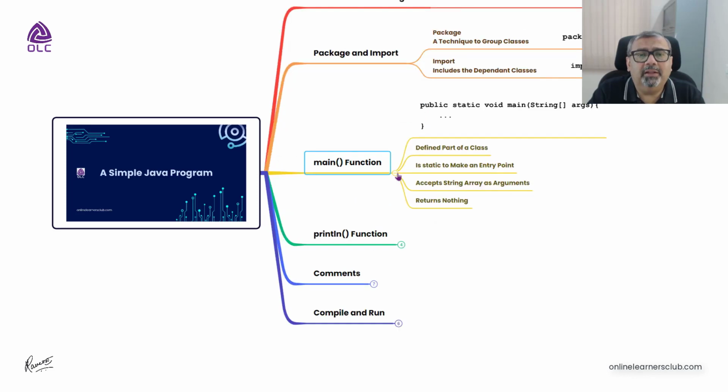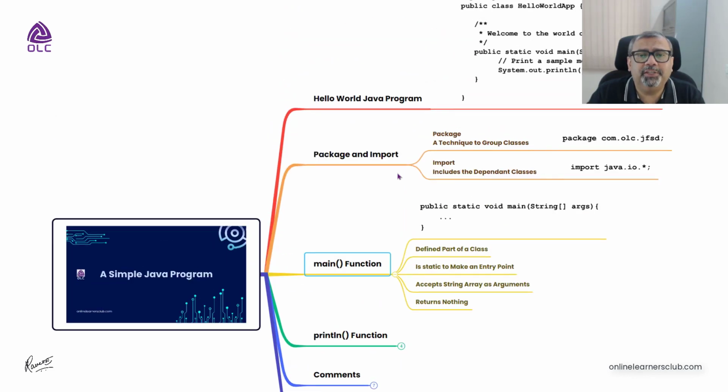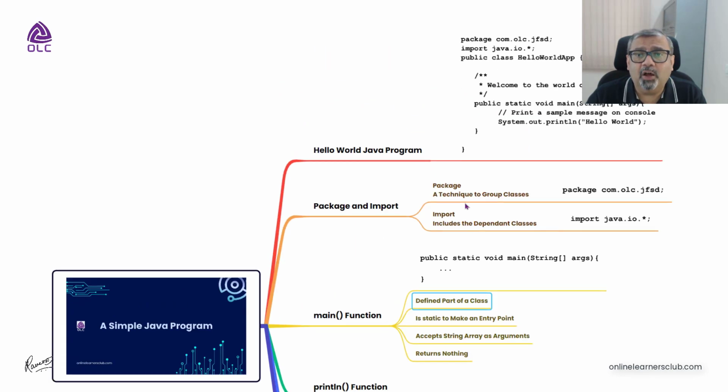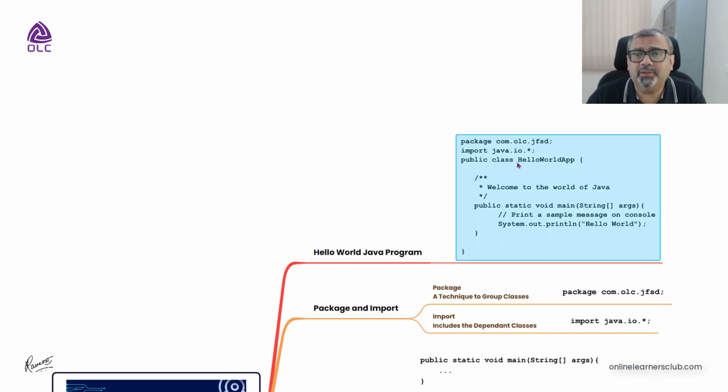Then we have the main function, which is the entry point for your Java program. Just like in a procedural language like C, we have a main function, here we have a main method. We use the concept of a method in an object-oriented program, and that is what we call the main method. Here it's a definition that we have defined as part of the class. The class is HelloWorldApp, as we have seen here. The name of the class is HelloWorldApp. It can be any name.